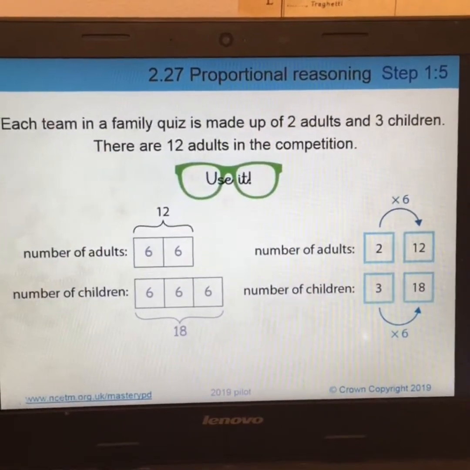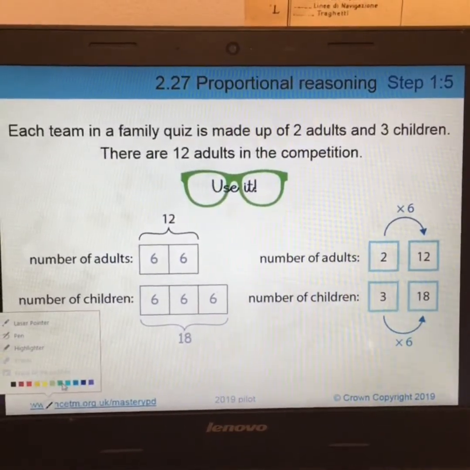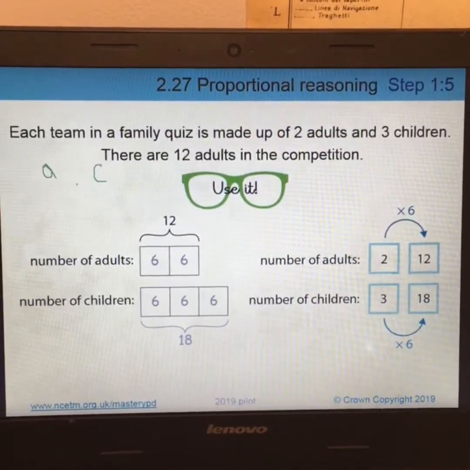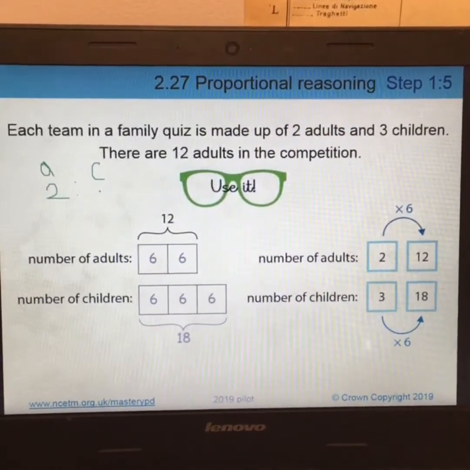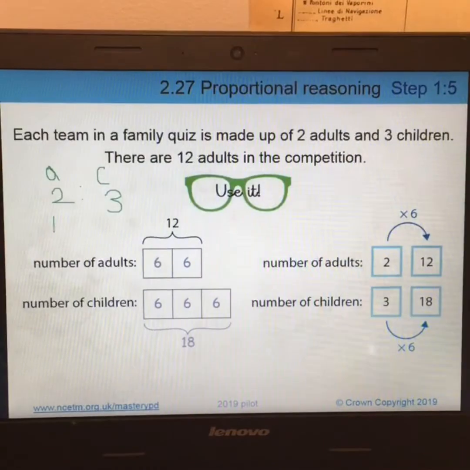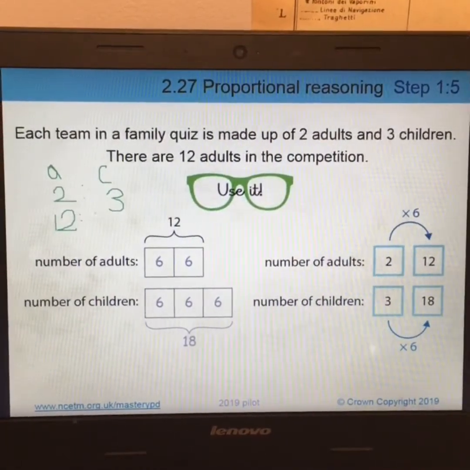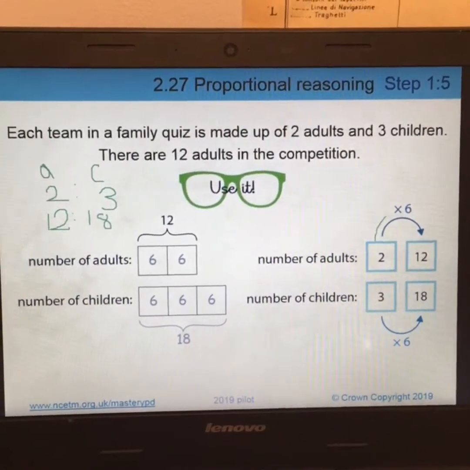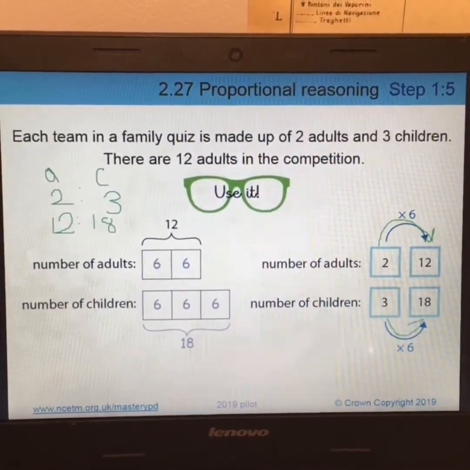So here's 2 of the ways you could have represented this, or you could have represented it the way that we are used to. So I'm going to put adults on one side, children on the other. So 2 adults for every 3 children. If there's now 12 adults, I can see I've timesed it by 6. So I've got times this side by 6, which would be 18. And I can see this here, apart from it's gone horizontally rather than vertically.